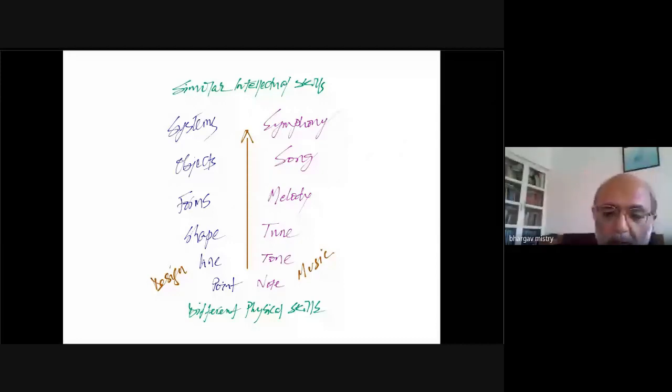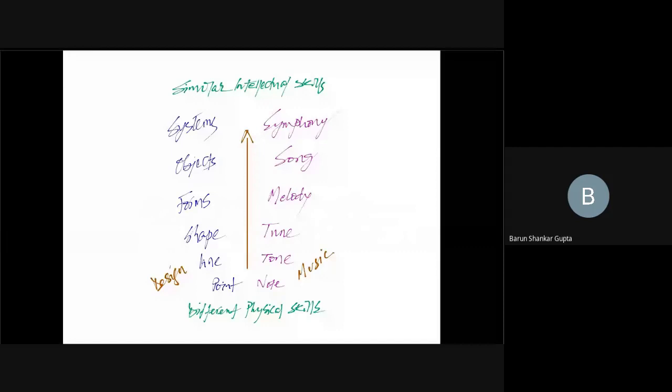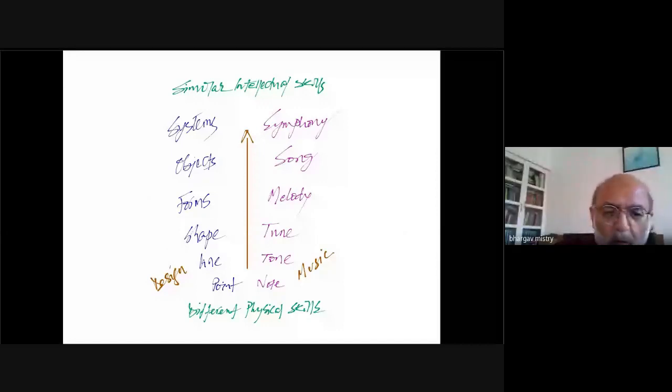So a point in music becomes a note, which may sound like this. Did you hear something? Yes, of course. All right. Now, come one line up. It's a line. These are the elements of design. I'll just call them elements of design.